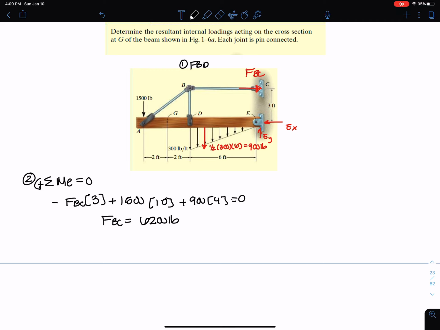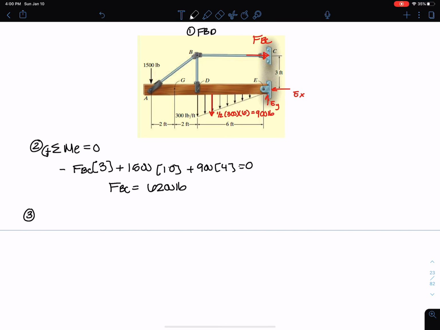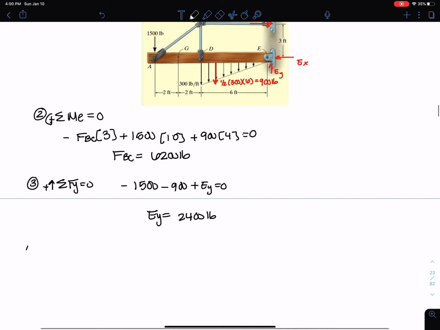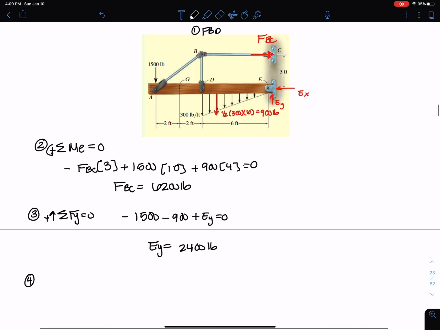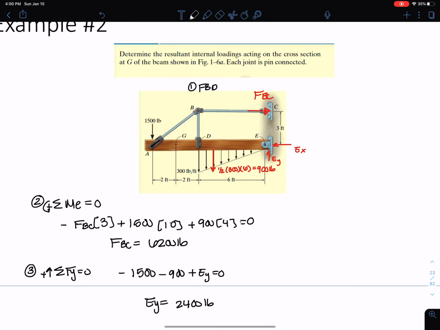Okay. So now that that's done, number 3, let's sum forces in the y direction. Let's see what we can get with this. I get negative 1,500 minus 900 plus EY is 0, and I end up getting EY is 2,400 pounds. All right. Next step. So we want to get FAB here, right? Which is this guy. We want to figure out what this force is.